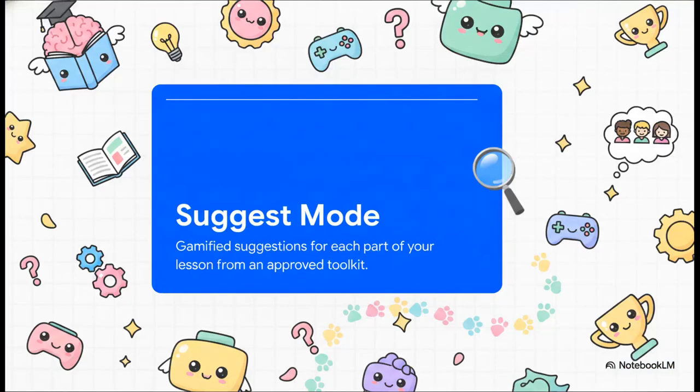And that actually brings us to the main focus of our explainer today: suggest mode. This is literally the core generation engine of the platform. Instead of forcing you to scour the open internet for scattered ideas, it provides gamified suggestions for every single part of your lesson, all pulled from a pre-approved toolkit. By staying within this closed ecosystem of solid teaching strategies, the platform maintains quality and relevance, which massively reduces the cognitive load of brainstorming from scratch.